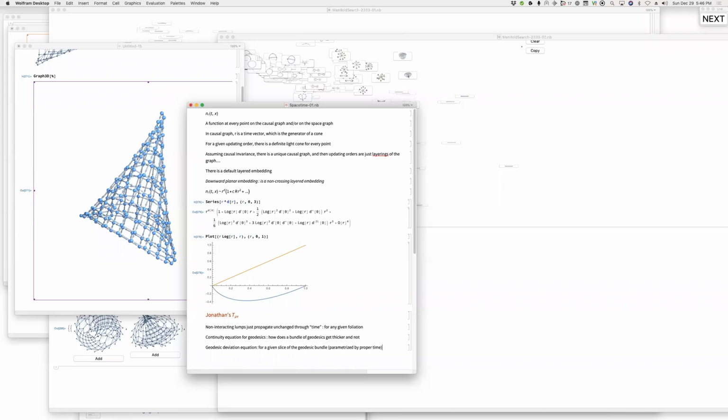Okay, for that given slice, we can ask what the volume effectively of the bundle is, what the cross-sectional area of the bundle is at that point, what the cross-sectional shape of the bundle is. Okay, how is that related to sectional curvature? So the sectional curvature is, in effect, the Gauss curvature of that cross section.